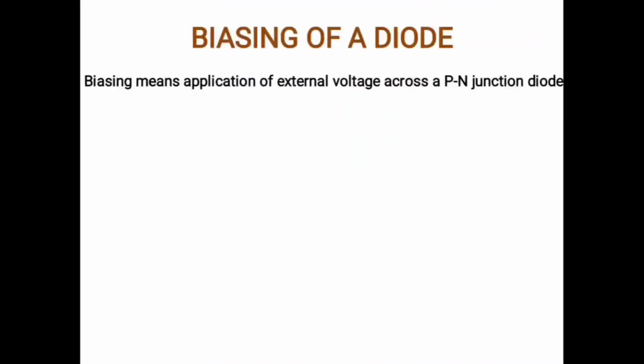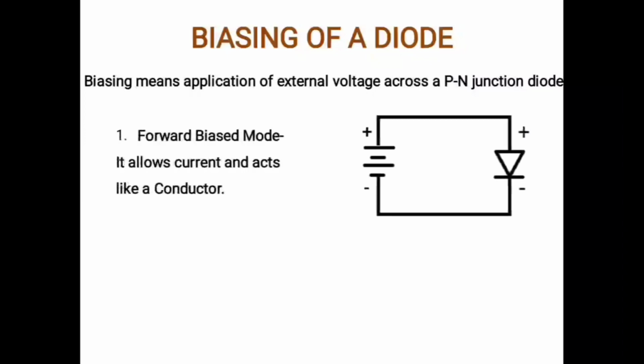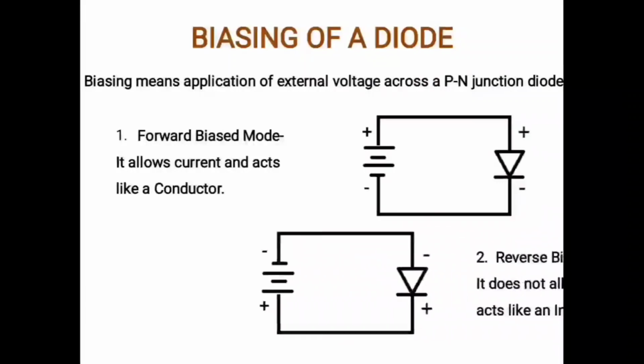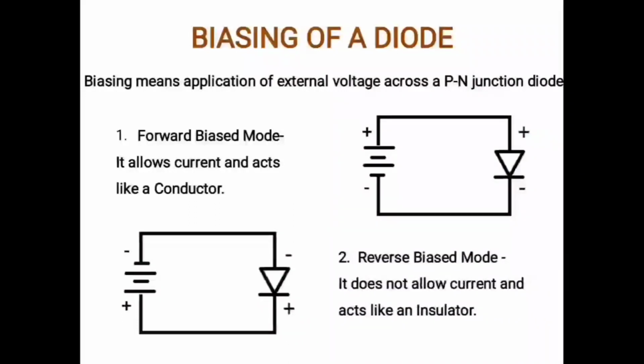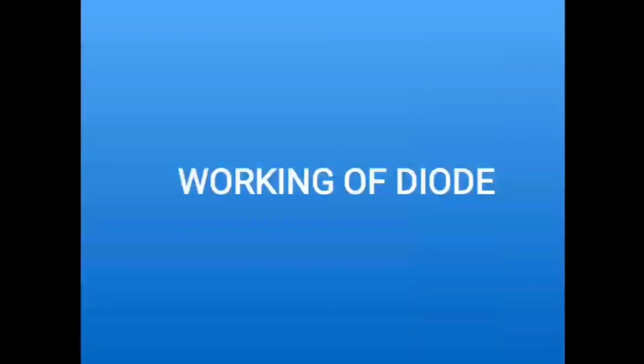Biasing means application of external voltage across its terminals. If a diode is so biased that it acts like a conductor and allows current to flow through it, then that bias is called forward bias. Contrary to it, the bias when a diode acts like an insulator and does not allow current flow is called reverse bias. Let us know the working of PN junction diode in these two types of bias conditions in detail.